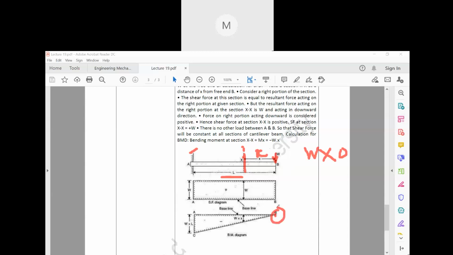Now eventually, since the length is increasing, the moment will also increase. Now at this section X, what will happen? W into X, that means Wx. So the moment will be here, W into X, like this. Again it is increasing like this up to the end. Now at the end, the total length is given, that is L. That is why we are getting W into L.